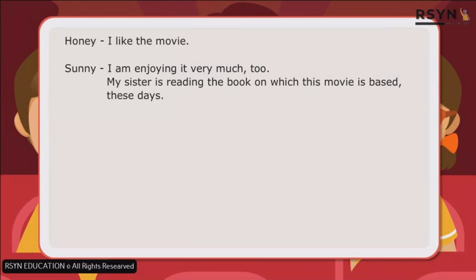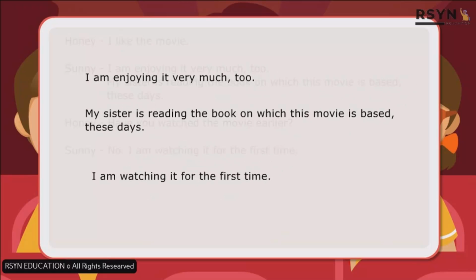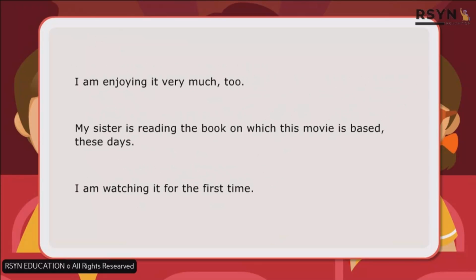In the dialogues, the girl and the boy have used present progressive tense to express something that is happening at the time of speaking and to speak about an action in process for some time. Here are examples of sentences with verbs in present progressive tense. I'm enjoying it very much too. My sister is reading the book on which this movie is based these days. I'm watching it for the first time.